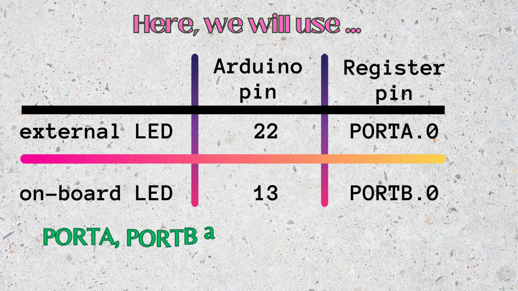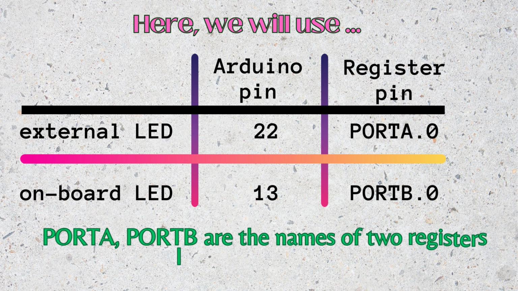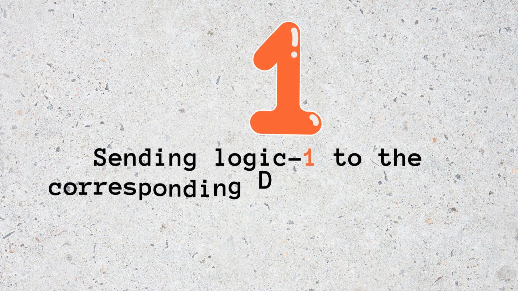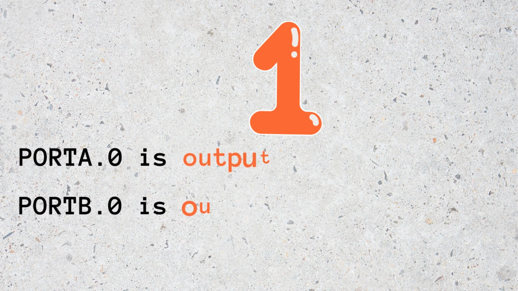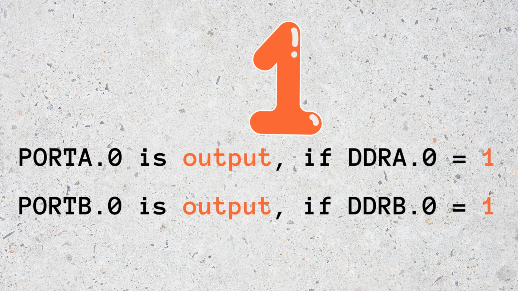For register level programming, pin 22 of Arduino Mega 2560 maps to bit 0 of port A, and pin 13 of the Mega board maps to bit 0 of port B of the ATmega 2560 microcontroller. The mapping of pins between the Arduino board and the ATmega 2560 microcontroller is available in datasheets and on the internet. To configure a port pin, a logic 1 has to be sent to its corresponding data direction register, that is DDR.